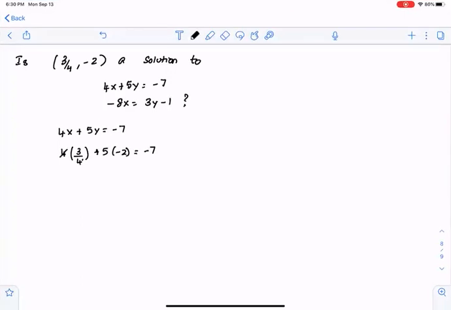The 4 and the 4 will get cancelled. So you would have 3. 5 times minus 2 is minus 10. 3 times minus 10 is minus 7. Minus 7 is equal to minus 7. It checks out. If you stop right here, then you will be making a mistake.